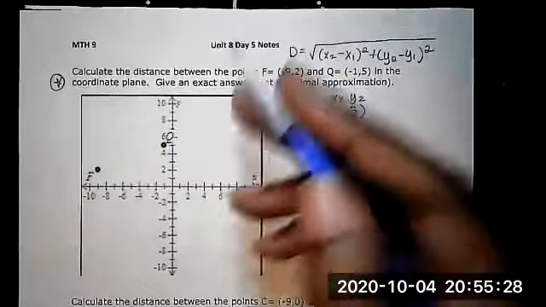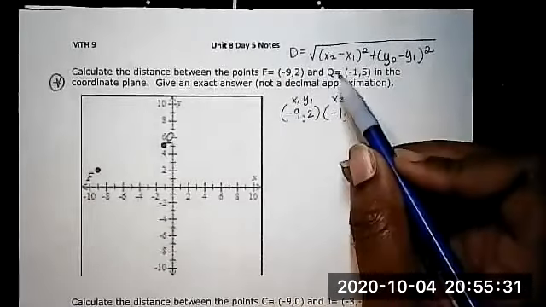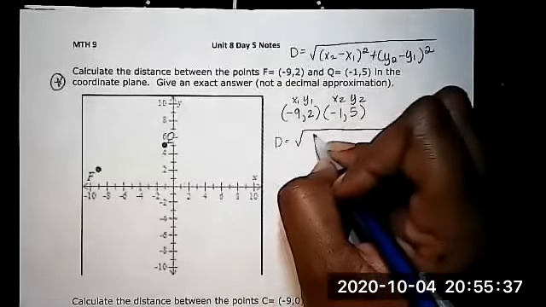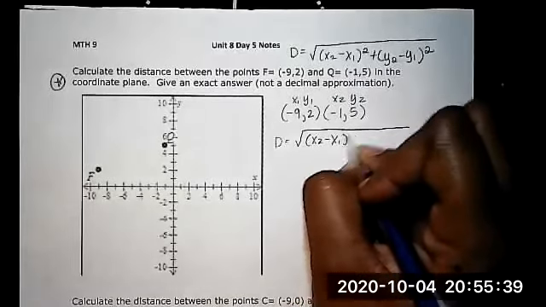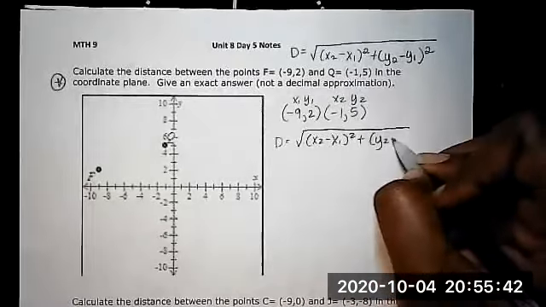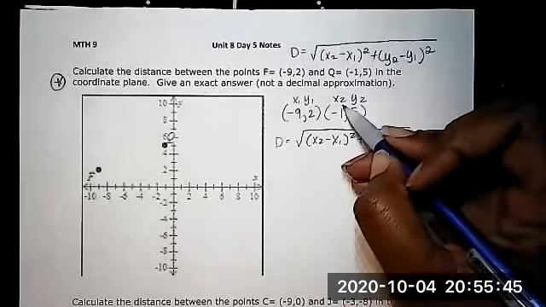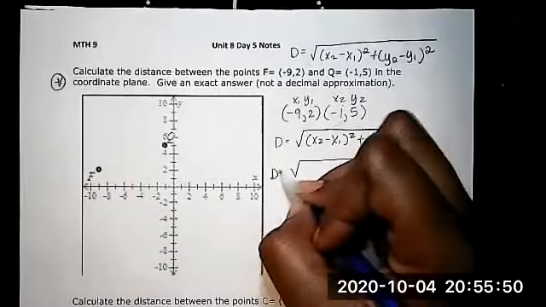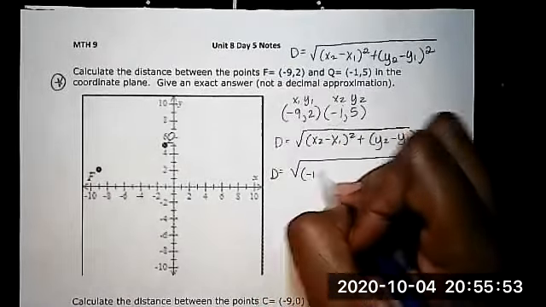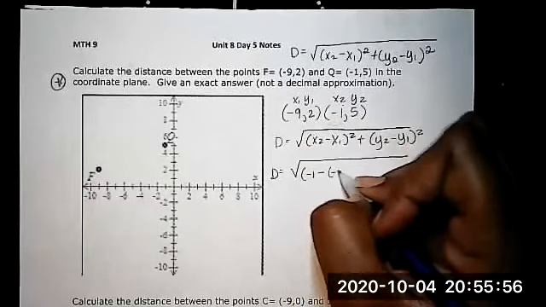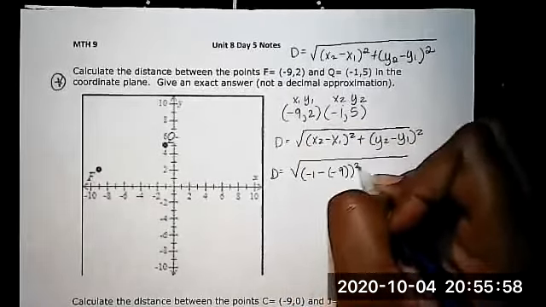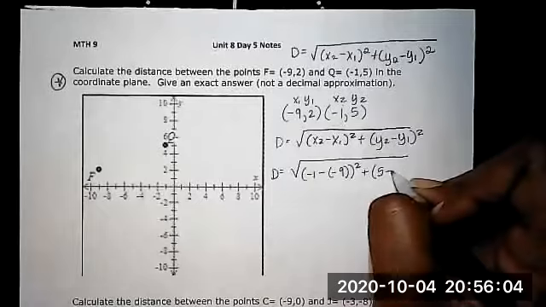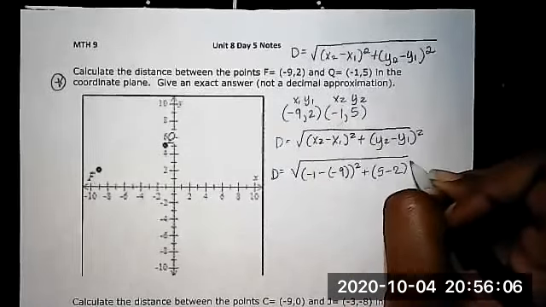Now all you're doing is substituting. So y2 is negative 1. So here for our distance formula, as we said, x2 minus x1 squared plus y2 minus y1 squared. This is x2, negative 1. So now you're just going to substitute. x2 is negative 1 minus x1, which is negative 9, squared, plus y2 is 5 minus y1 is 2, squared.